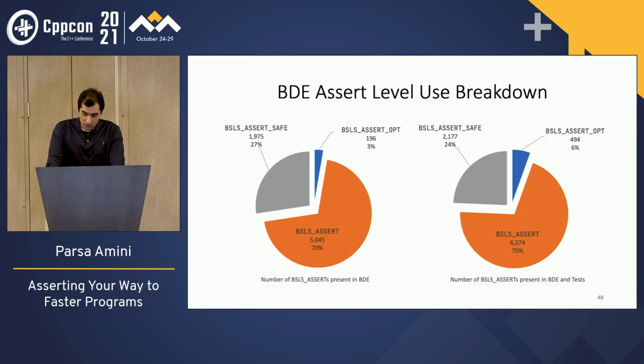As I said before, most asserts were plain BSLS_ASSERTs, 5,000 of them in the BDE code, against fewer than 2,000 BSLS_ASSERT_SAFEs and fewer than 200 BSLS_ASSERT_OPTs. About 70% of the assertions are BSLS_ASSERT, essentially.